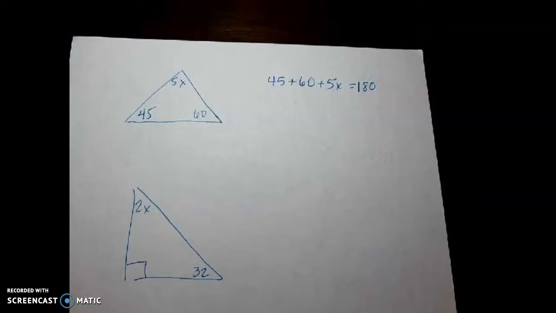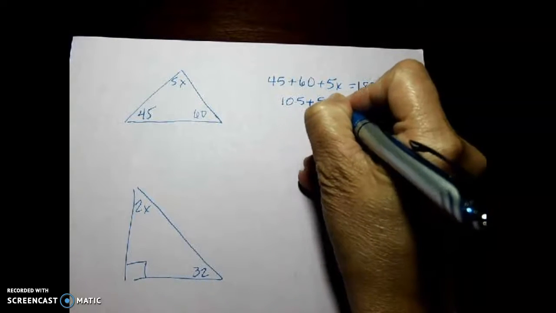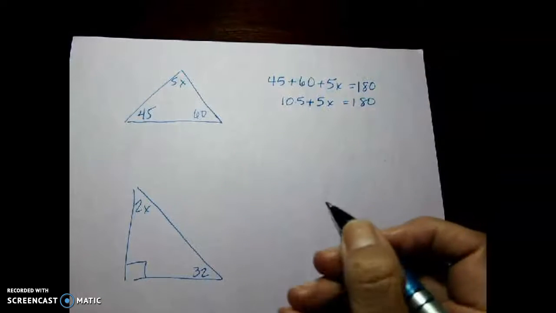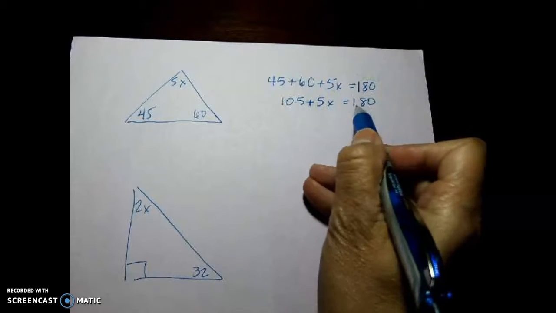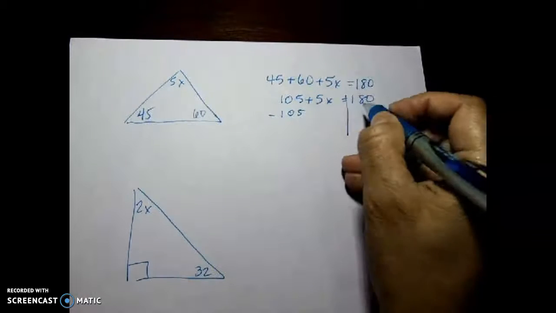45 plus 60 equals 105. And then I'm going to bring down the 5x equals 180. Okay, and then just like we're solving equations, I'm going to do a minus 105 and take it to the other side.